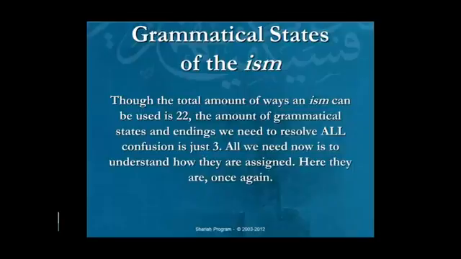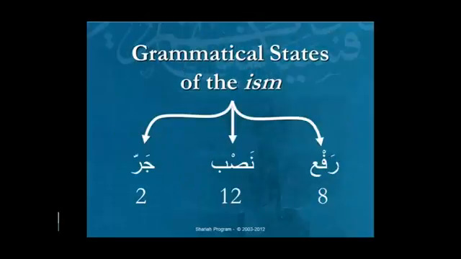What we need is the bare minimum amount of endings that will resolve for us all confusion, and that number happens to be 3. So what we need to know now is how the 22 distribute into the 3, and this would end the discussion. So let's relist for you the 3 states and show you the distribution. Rafa is a broad category that accounts for 8 possible usages of the ism. Nasab is an even broader category that accounts for 12 of the possible usages, and Jar is the smallest of the 3, and that has 2 contained within it.